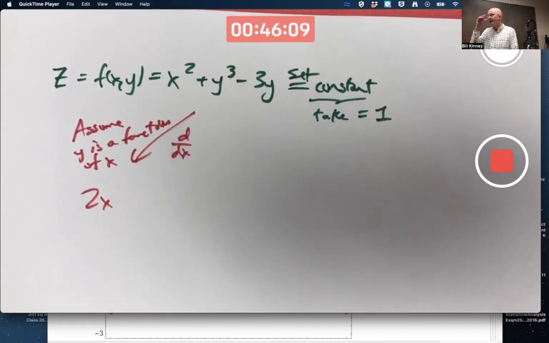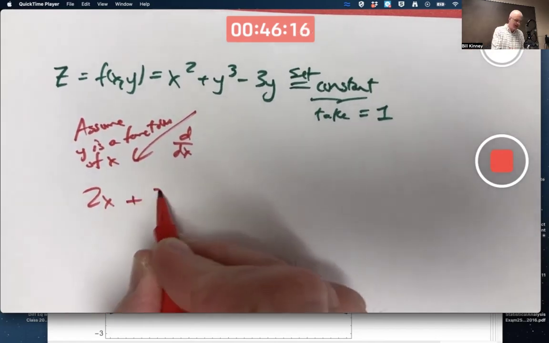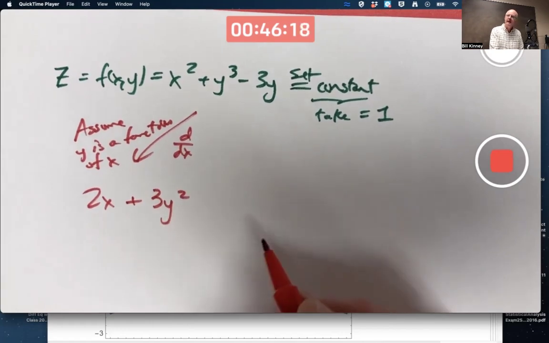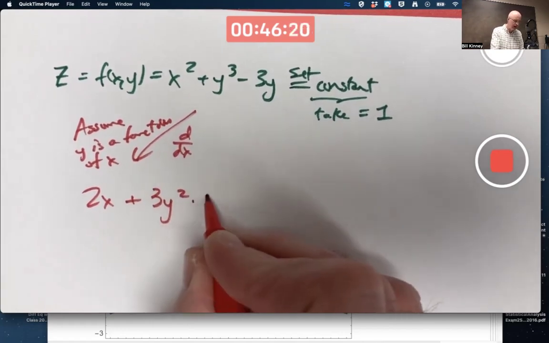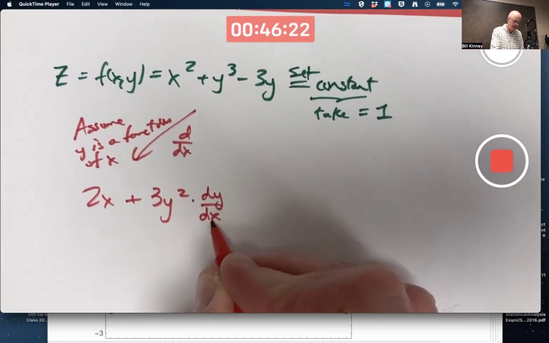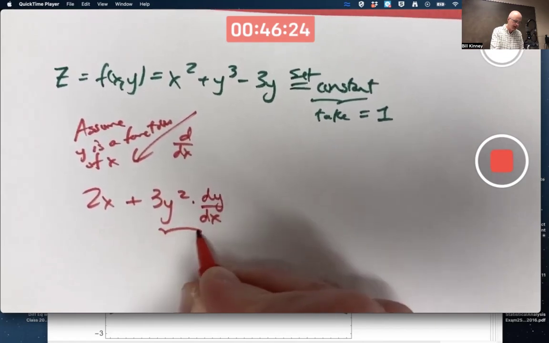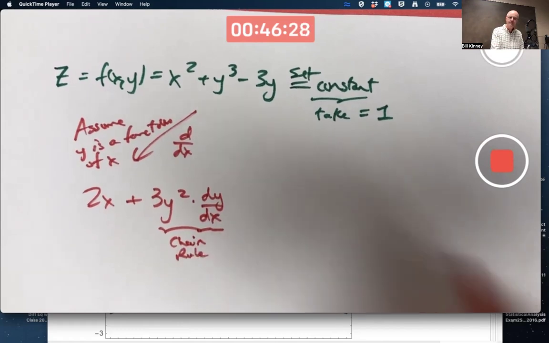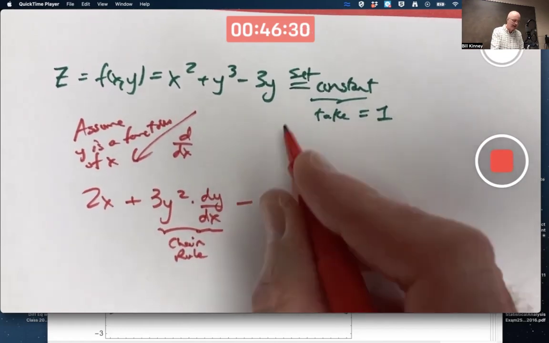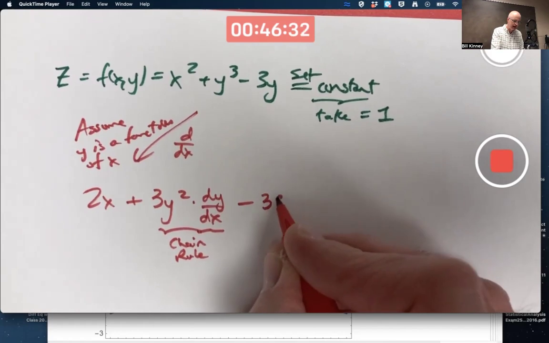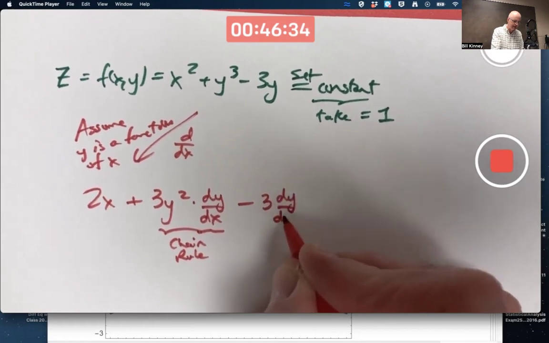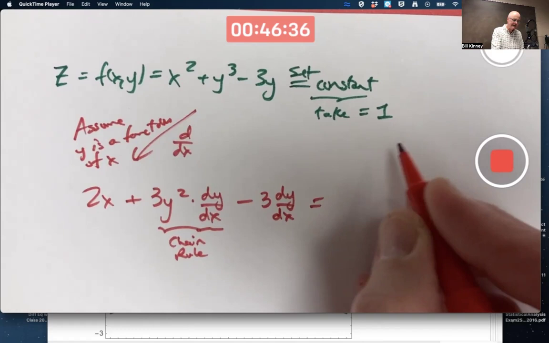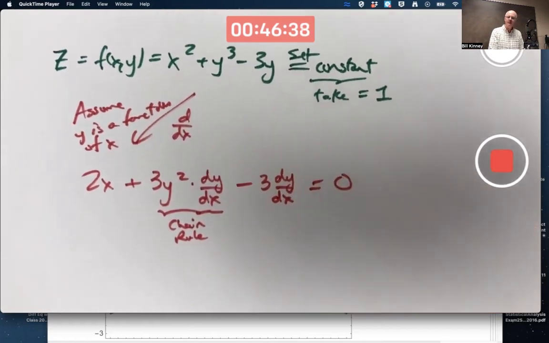Because when I'm using implicit differentiation, I'm assuming y depends on x. It's a function of x. It's also not 3y squared, but it's instead 3y squared times dy/dx because of the chain rule. That's the chain rule right there from Calc 1. When you differentiate minus 3y with respect to x, assuming y depends on x, you get minus 3 times dy/dx. 1 is a constant, it differentiates to 0.